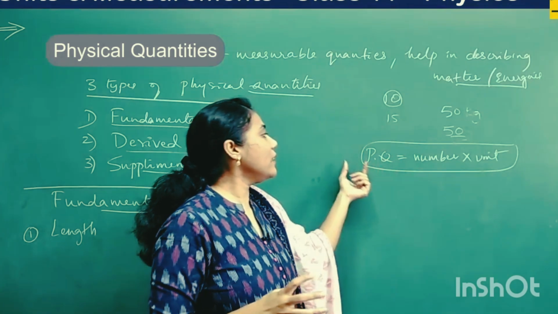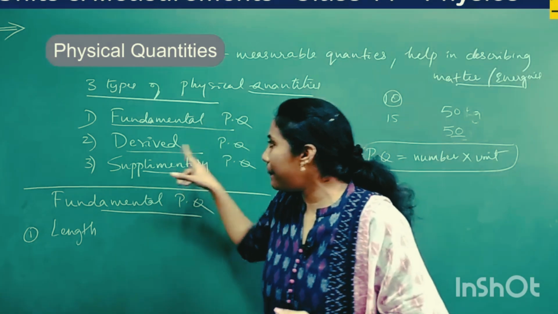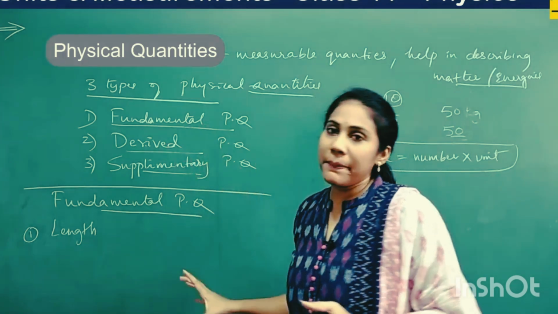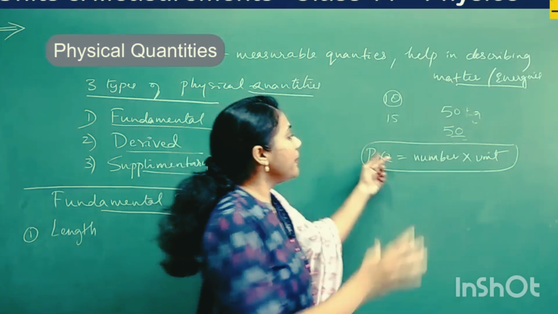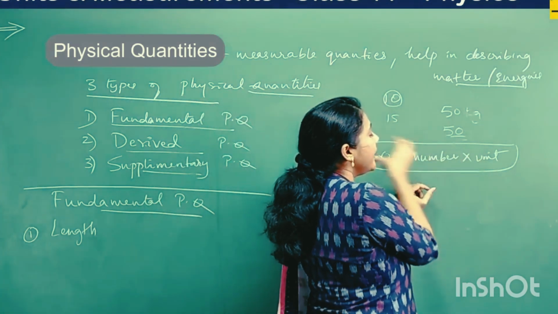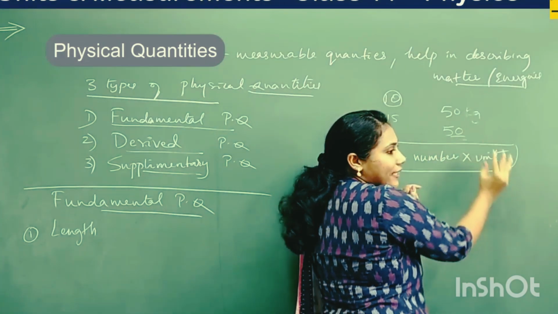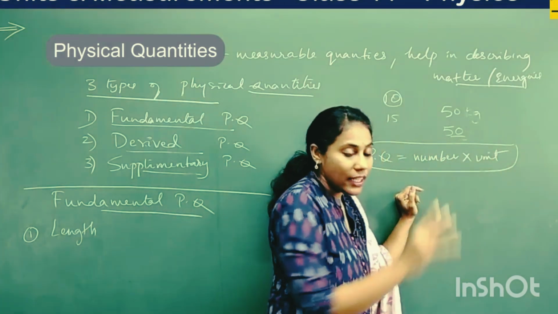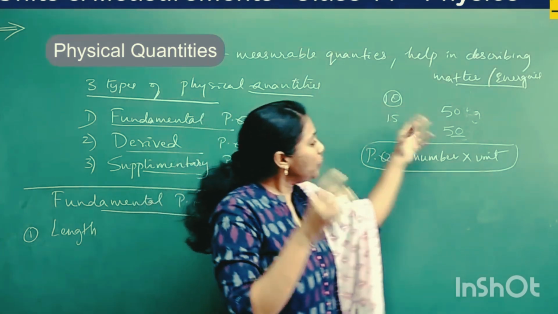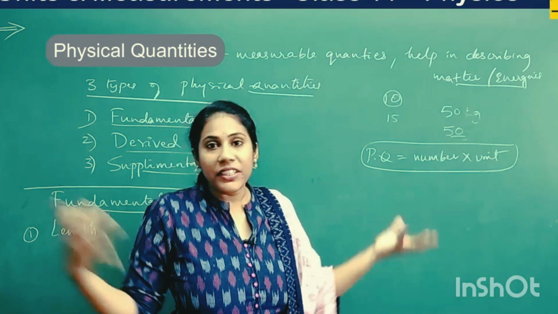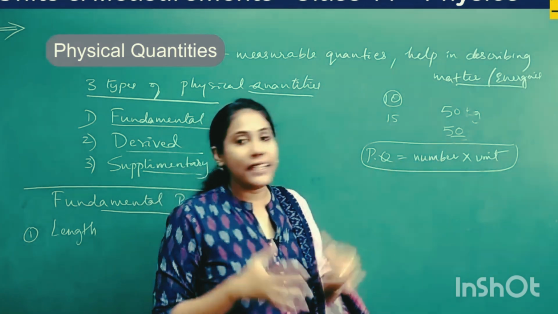So any physical quantity, it may be a fundamental physical quantity, derived physical quantity, or supplementary physical quantity, it should be there in this format. It will always have some number, some digit, and that is associated with unit. Clear? So how do I define unit here? You all know the importance of unit now. Without unit, there is no value for the number.